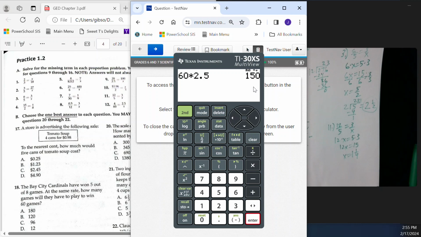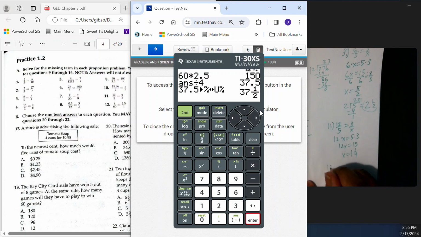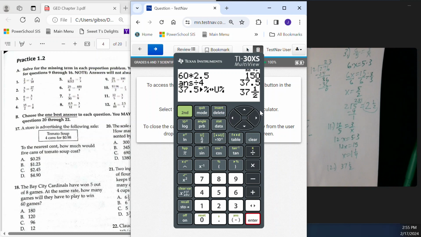Now that gives us 150. Now we have to divide that by 4 because we're going to divide off the number that's connected to x, and that's 37.5. Now again, we want to write that as a mixed number, so it'll be 37 and a half. So that'll be number 12. Number 12 is 37 and a half.